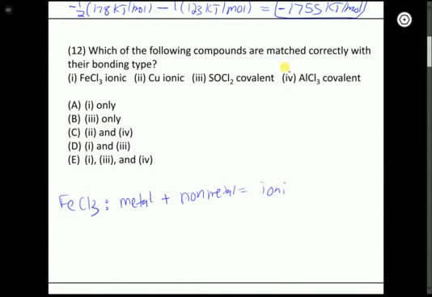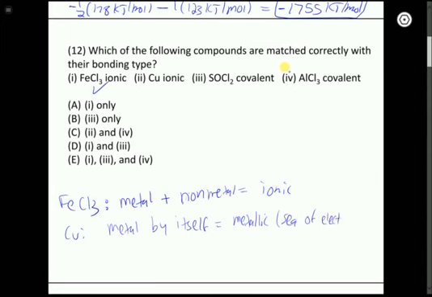Okay, so anytime it's that combination, metal plus nonmetal, gives us ionic bonding. So this one's going to be correct. If we go to copper by itself, this is the one that we introduced most recently. So if you have a metal by itself, not paired up with a nonmetal, that's going to be a metallic bonding situation. And we also refer to that as a sea of electrons model.